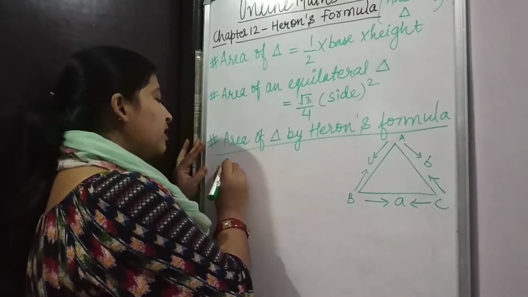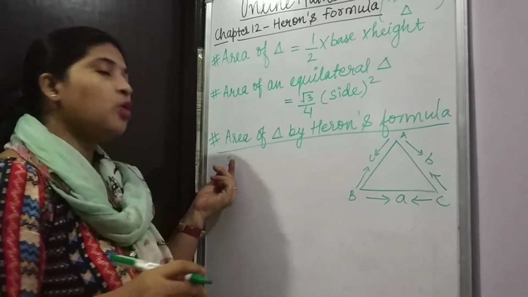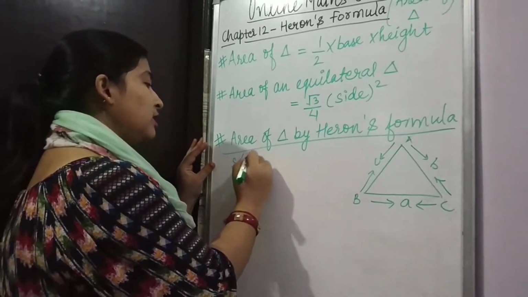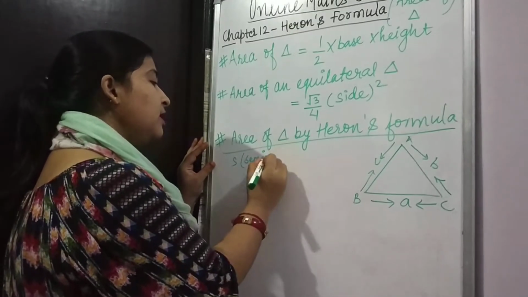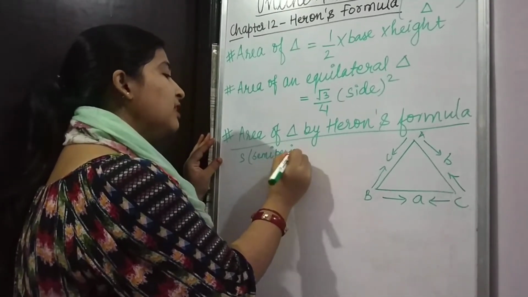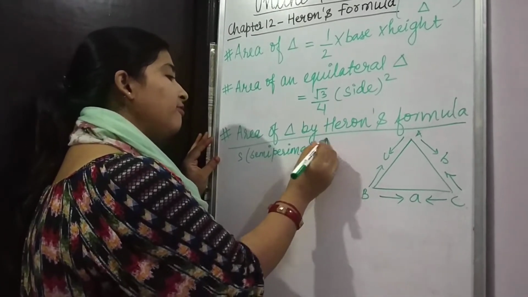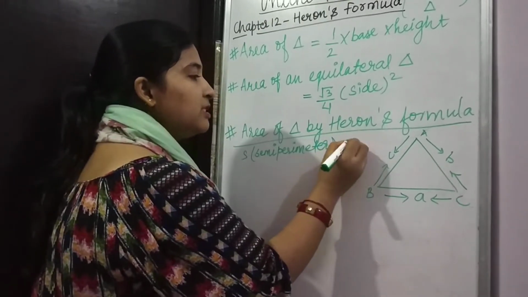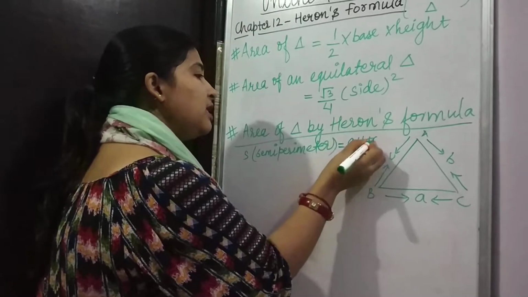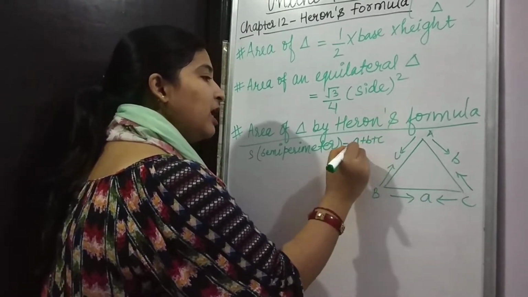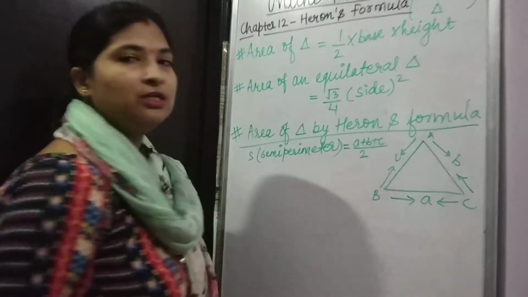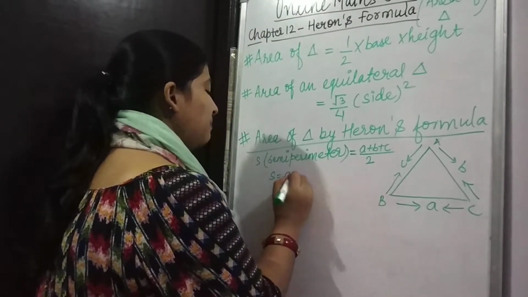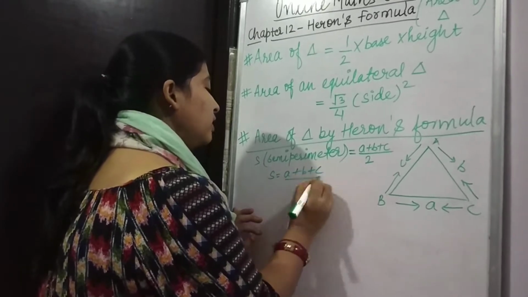First we have to find small s. What is small s here? Small s stands for semi-perimeter, that is, half of the perimeter of the triangle. Perimeter means the sum of all three sides, that is a plus b plus c, and its half means divided by 2. So your s is (a plus b plus c) upon 2.